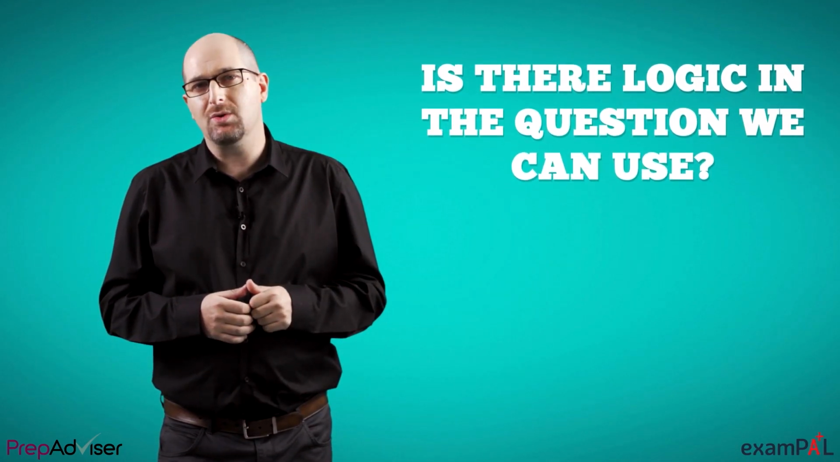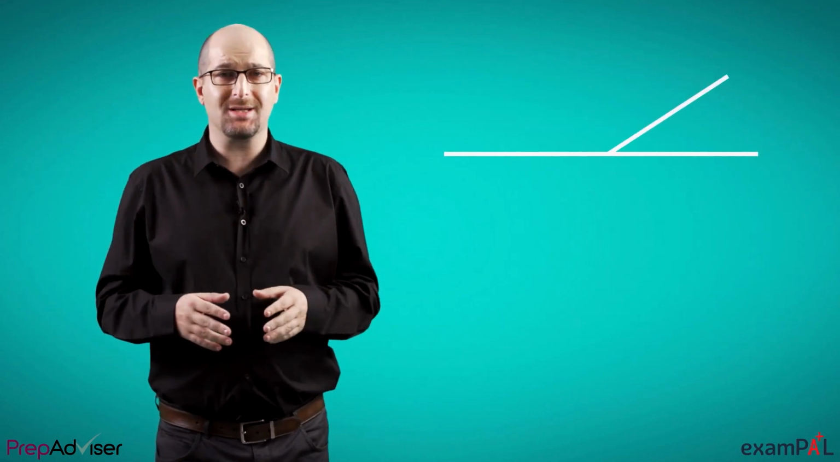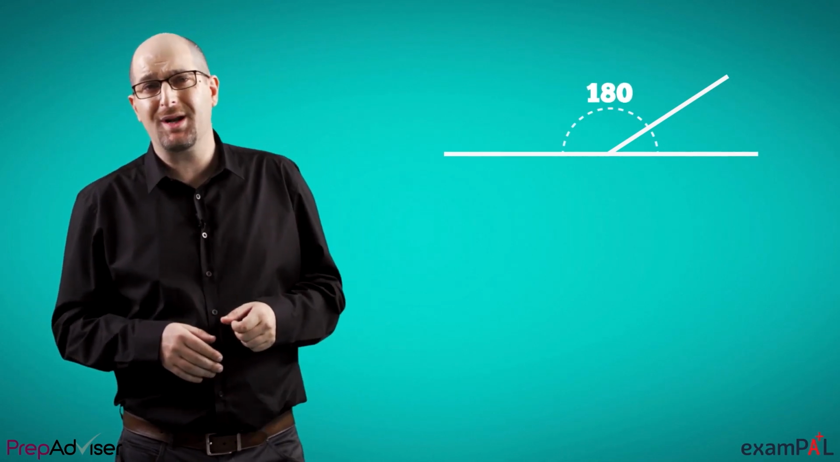Sometimes we'll be asked a geometry question with no diagram at all to go on. In these cases, our natural inclination is often to start drawing, but this is not necessarily the right impulse, as this takes time and could confuse us. Before we put our pen to the paper, let's ask ourselves, is there logic in the question we can use? For example, if we are told 2 angles are adjacent, we know their sum is 180 degrees, and we have no need to draw it out.